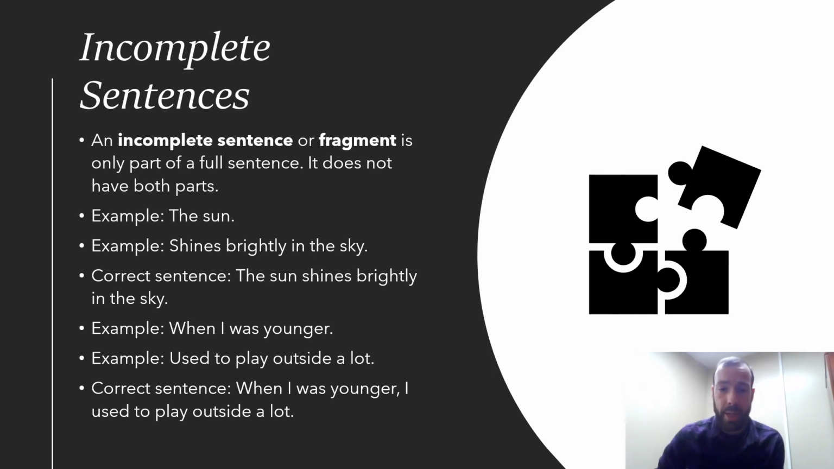Another example, used to play outside a lot. Okay, we have a place, that's a noun, outside, we have some verbs, playing, but it doesn't make sense. We don't know what you're describing or what you're talking about. A sentence should make sense all by itself. That's what makes it a complete idea. So a correct sentence, if we combine these two dependent clauses together, we get a full picture, a complete idea. When I was younger, I used to play outside a lot. That's a full sentence.